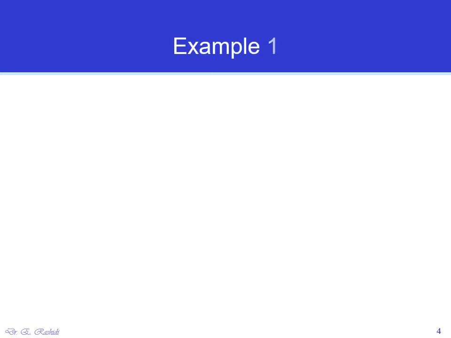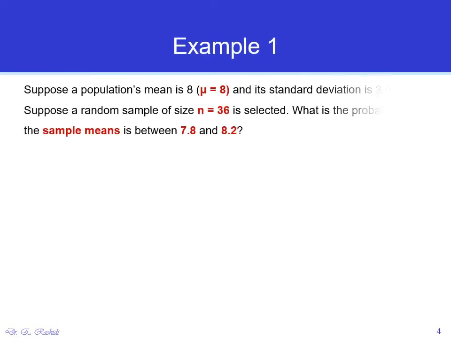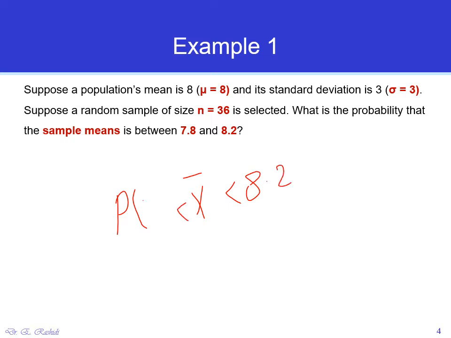Let's see an example. Suppose a population's mean is 8. That means mu is equal to 8. And its standard deviation is 3. So sigma is 3. Now suppose we take a random sample of 36 observations from this population. What is the probability that the sample means is between 7.8 and 8.2? So what we are looking for is the probability that x bar, sample means, is between 8.2 and 7.8.